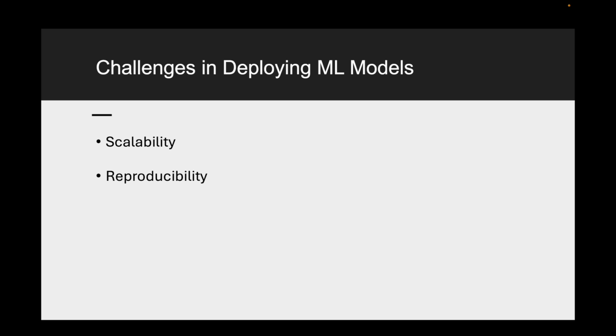Next is reproducibility. In experimentation, results can vary depending on factors such as random seed initialization, data sampling, or hardware differences. Ensuring reproducibility means being able to consistently recreate the same model performance across environments. Reliability. Models deployed in production must be reliable under varying loads and data inputs. There are risks of concept drift, where the model's performance degrades as the input data changes over time.